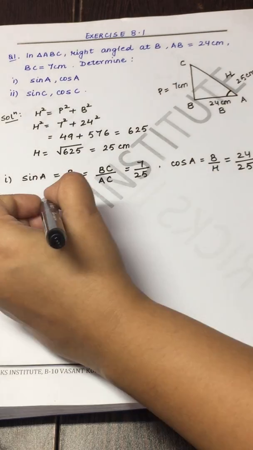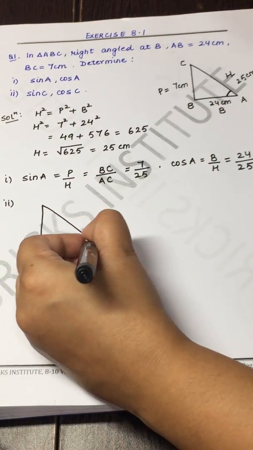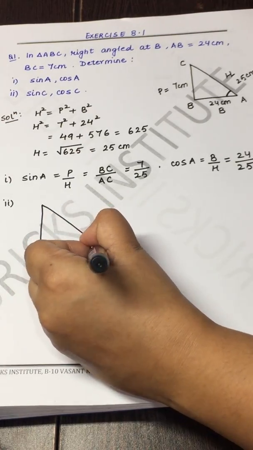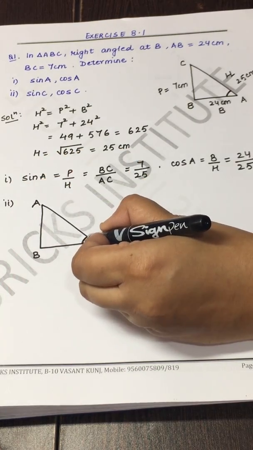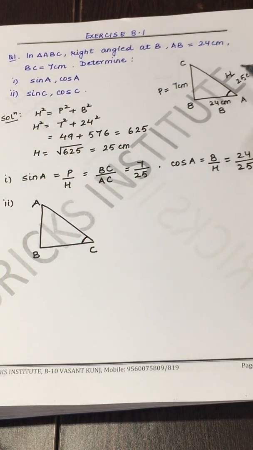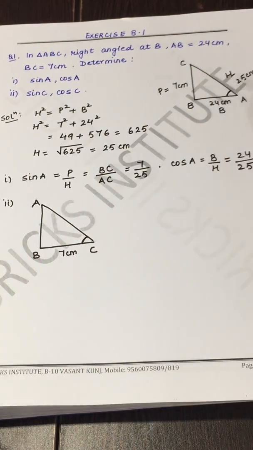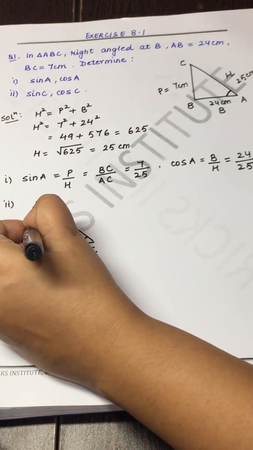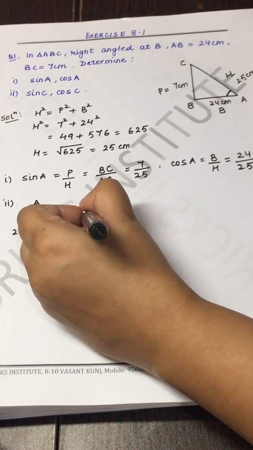Let's calculate the second part now. So now the angle changes to C. B is at the same position, C is here and A will come here as we calculate this angle. So BC was 7, so we'll write 7 centimeter here. AB is 24, so this is 24 centimeter. And AC is 25, so this is 25 centimeter.